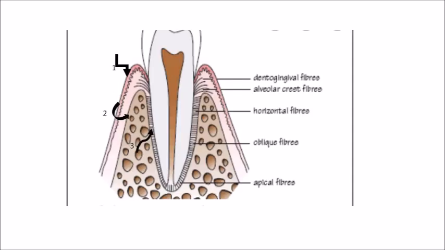So this is a figure from Carranza. This figure depicts pathways of inflammation. So what is the normal pathway of spread of inflammation? First, inflammation affects our gingiva. Then from gingiva, the inflammation passes on to the alveolar bone. You can see the arrow mark 2. From the alveolar bone, it spreads into the periodontal ligament. That is arrow mark 3. So this is the normal pathway of spread of inflammation.